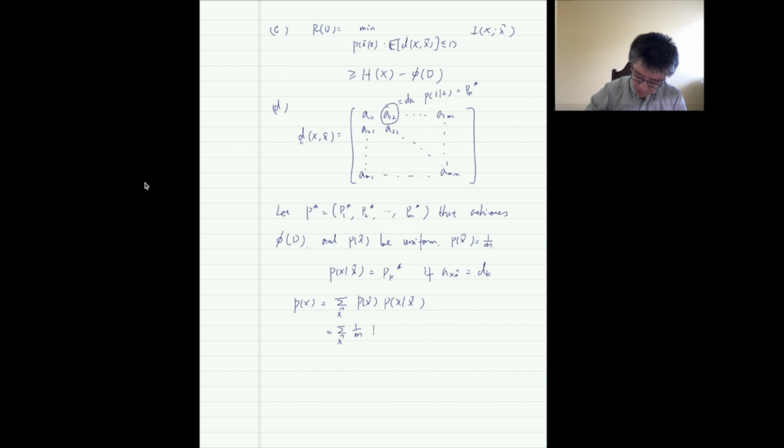So let's maybe write one more step. Then we can take 1 over m out, and then have this. Normally if we fix x hat and then do the summation over x, this guy will be 1, right? But now it is the summation over each row here. So this equals to basically this guy. And as we said, this is a probability distribution. Therefore, this equals to 1 over m. We can see that Px is a uniform distribution, which is okay.